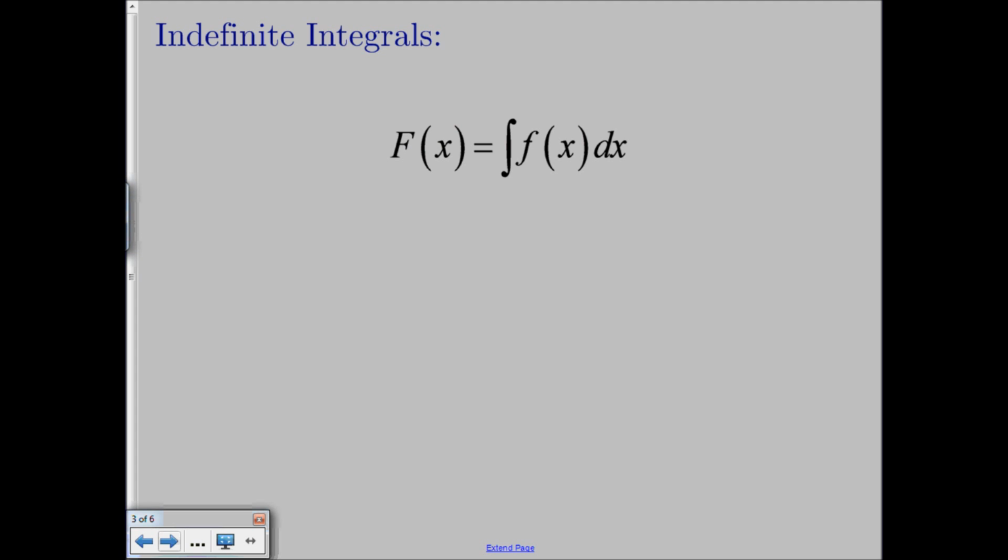To find antiderivatives, we use what is called an indefinite integral. So big F of x is equal to the integral of little f of x dx. This right here is your integral sign. We actually need to change something about the notation that's on the board, because an indefinite integral considers all possible antiderivatives of this function little f of x.